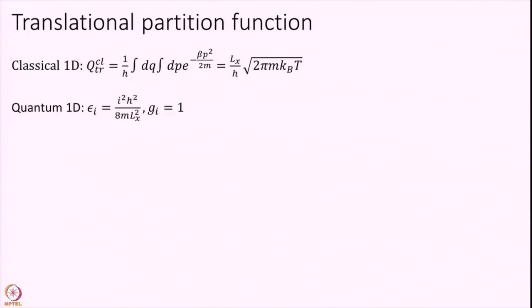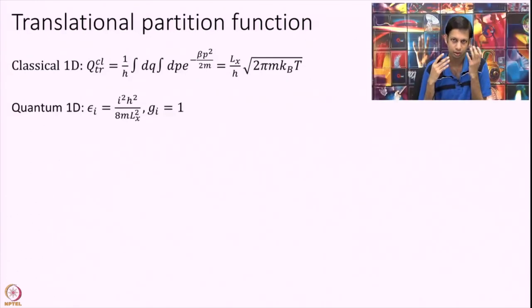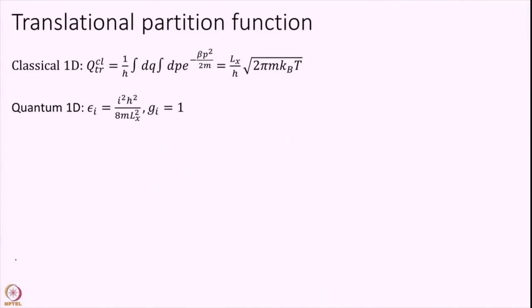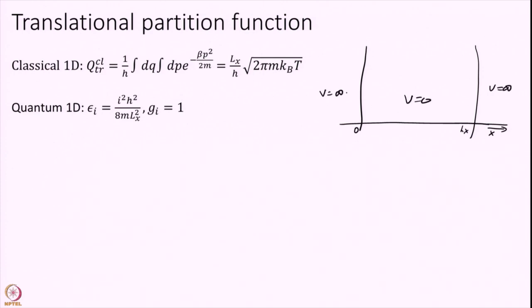So, let us calculate the partition function for 1D translation. My system again is, I have a box, the particle is located between 0 and some L_x, and the potential is 0 inside and infinite outside. We had shown for this potential the classical partition function, and we will calculate it for the quantum part now. The first thing we need to know are the energies and degeneracies, the g_i's and E_i's.